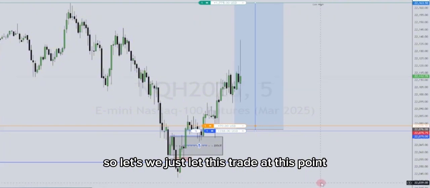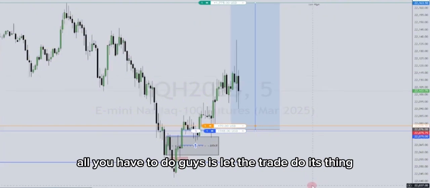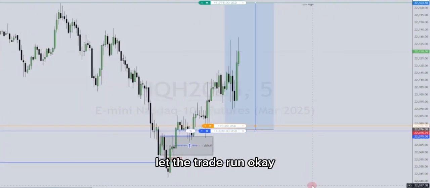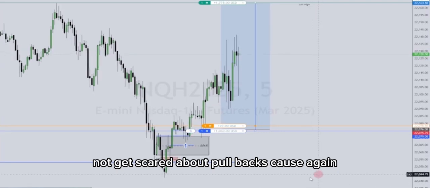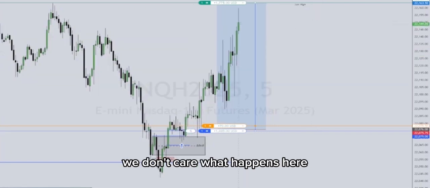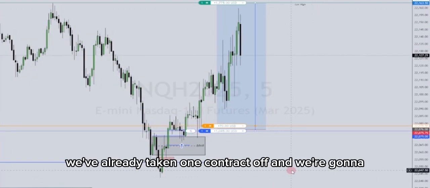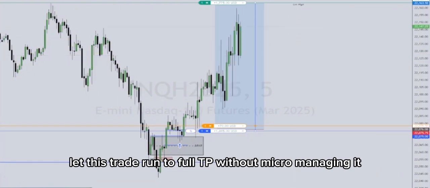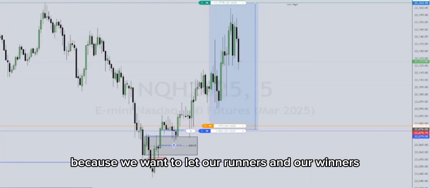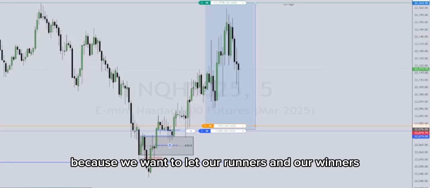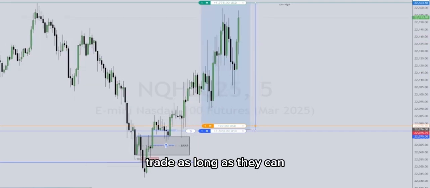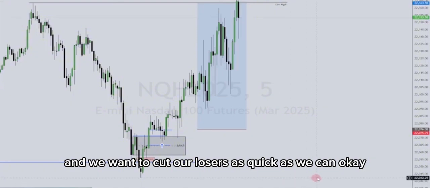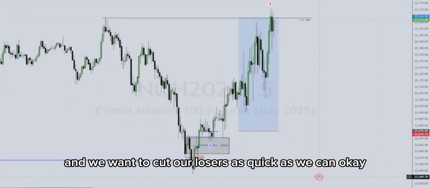So we just let this trade at this point. All you have to do, guys, is let the trade do its thing. Let the trade run. Not get scared about pullbacks because, again, we don't care what happens here. We're already risk free. We've already taken 1 contract off and we're going to let this trade run to full TP without micromanaging it because we want to let our runners and our winners trade as long as they can. And we want to cut our losers as quick as we can.